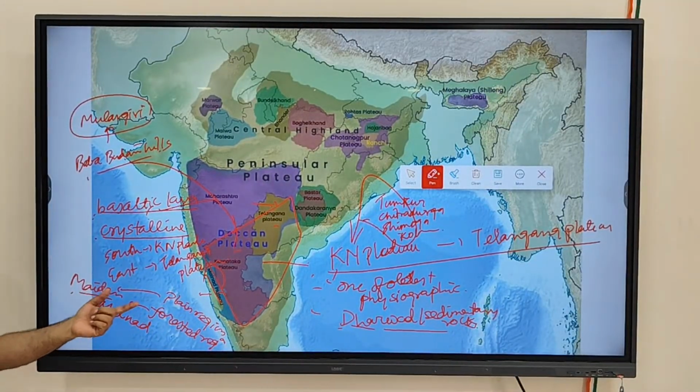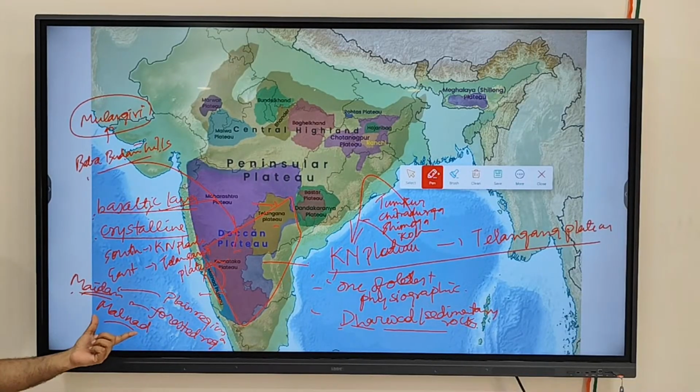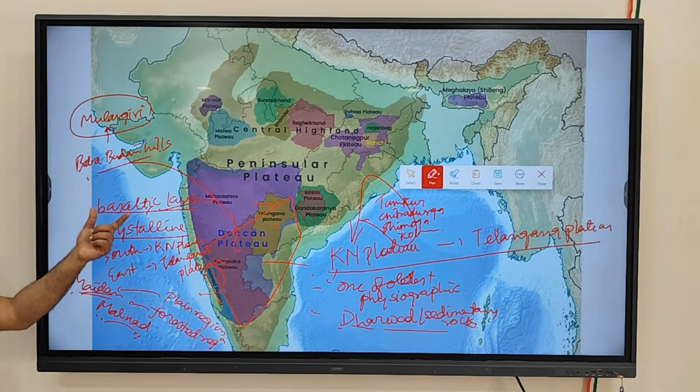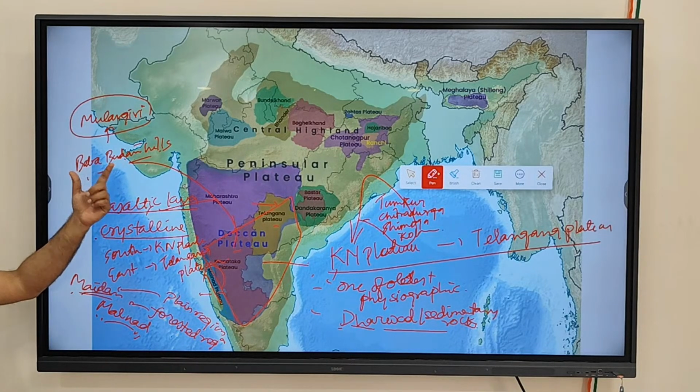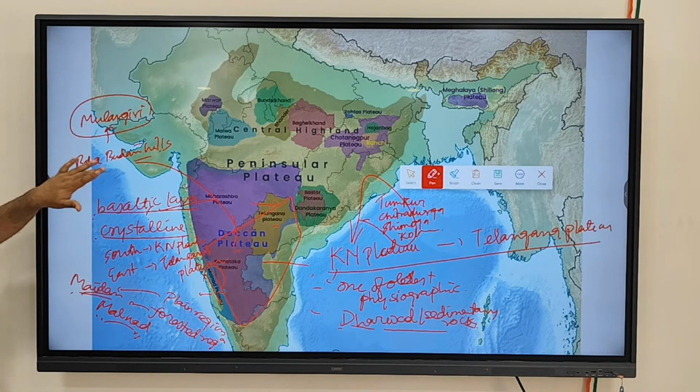The western part is divided into Maidan and Malnad. Maidan is an arid region, a plainer region. Malnad is a forested region, a heavy rainfall region. Clear? And which type of hills are present? Baba Budan Hills are present in this region, and the highest peak of Baba Budan Hills is Mulangiri.